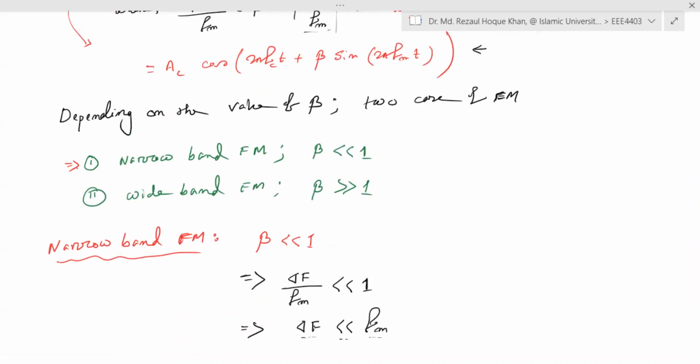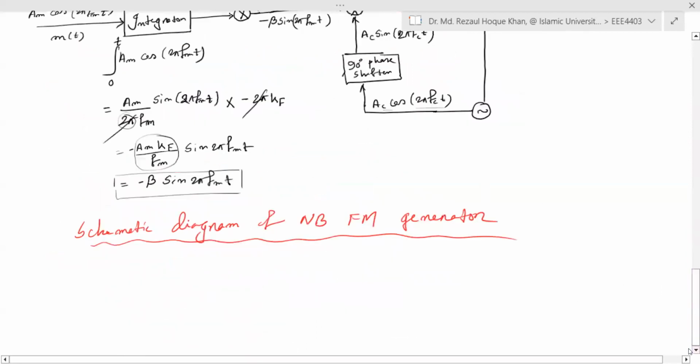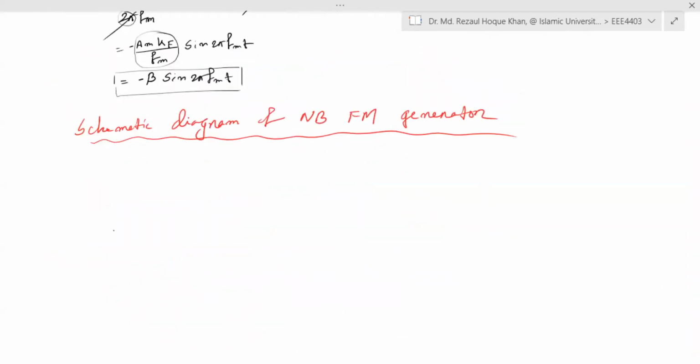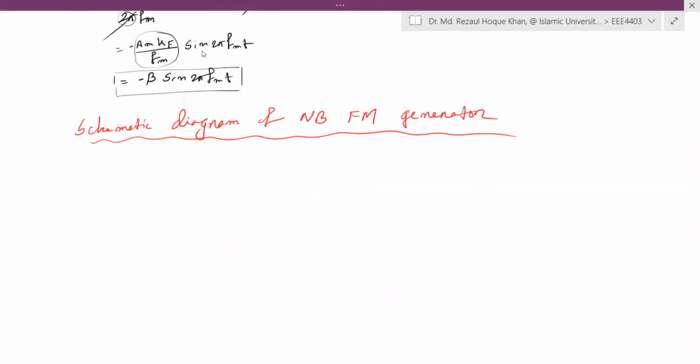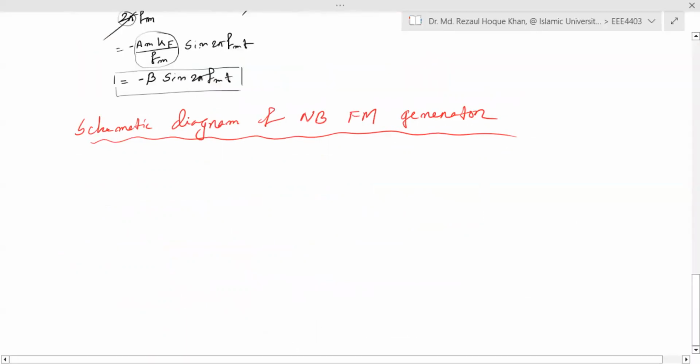What about the wideband? Let's see how to generate a wideband frequency modulated signal. Now our new scheme is wideband frequency modulated signal generation.